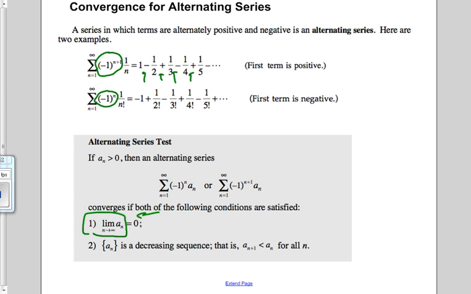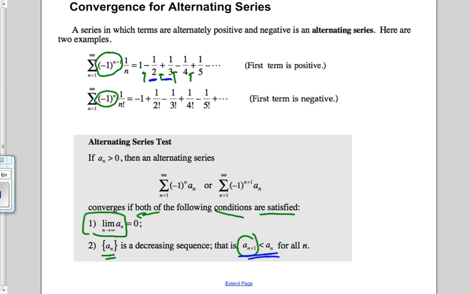And then the second condition that needs to be satisfied is that a sub n is decreasing, meaning it's getting smaller in value. So the n plus 1th term is less than the nth term. And I think what we're talking about is the absolute value. So if we look at the top case, we've got 1/2 and 1/3. 1/2 is bigger than 1/3, so that satisfies this.